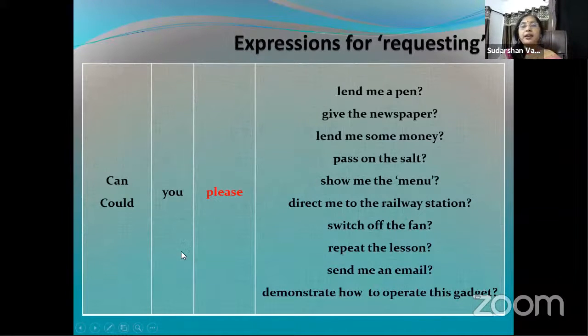Can you send an email? Could you please send an email? Can you please demonstrate how to operate this gadget? Could you please demonstrate how to operate this gadget? They are all questions. Look at the punctuation mark. Even this punctuation mark is important. They are all questions. And they are all requests. When we make a request, we can use can or could. Can you please, informal; could, semi-formal.